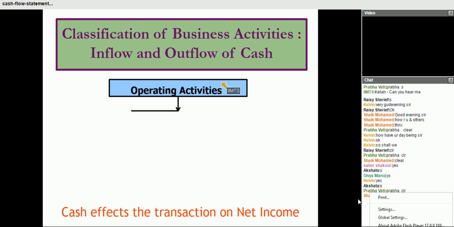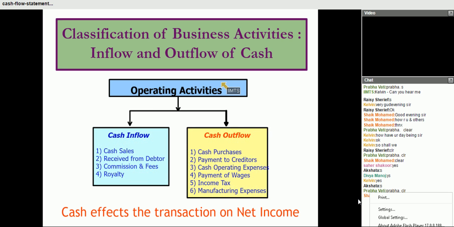Let's move to the next slide. Classification of business activities, inflow and outflow of cash. Now when you will be forming this cash flow statement, you have to be very careful of what to put in cash inflow and what information you have to put in cash outflow. So in cash inflow comes cash sales, received from debtors, commission and fees, and royalty. Debtor means someone has taken money from you, on interest, and he has to return the money. That person is known as a debtor.